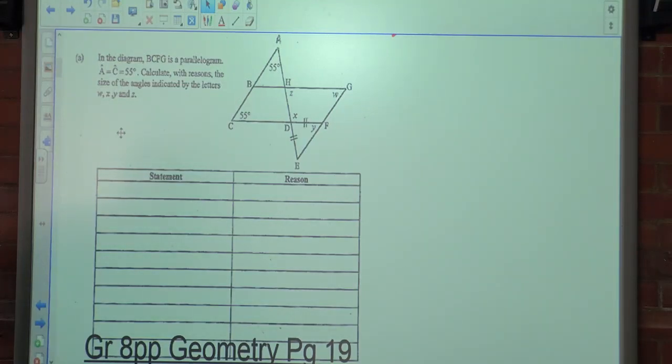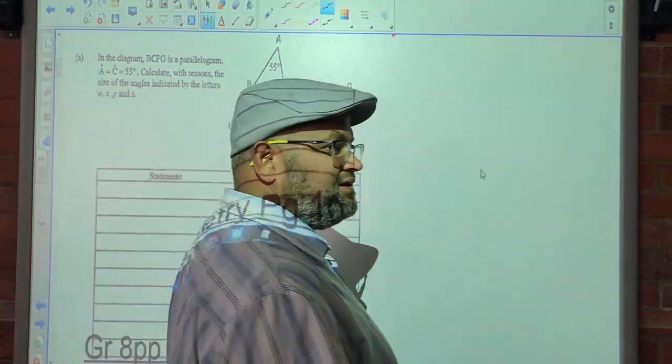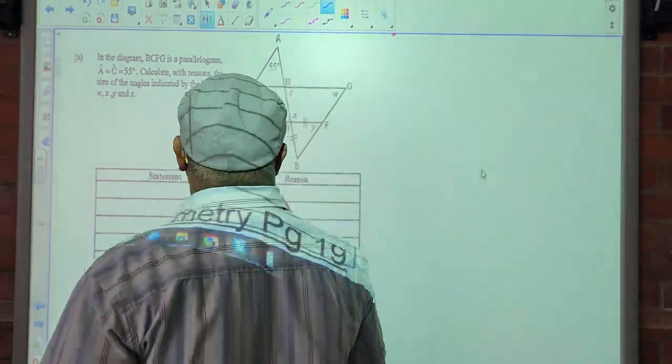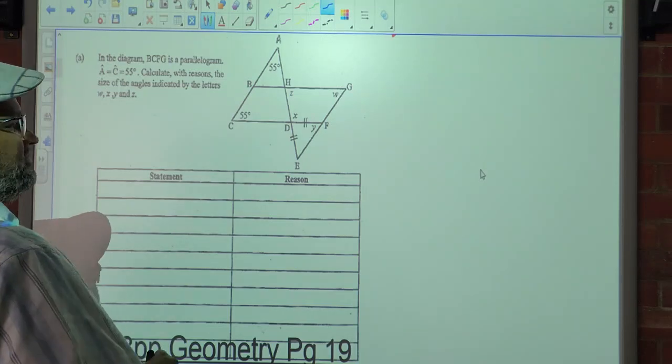Right. Let's look at A. Here we are told that in the diagram BCFG is a parallelogram. So BCFG is a parallelogram. So what does that mean? Doesn't mean to say many things, okay? There are three properties of a parallelogram. What are the three properties? Parallelogram.